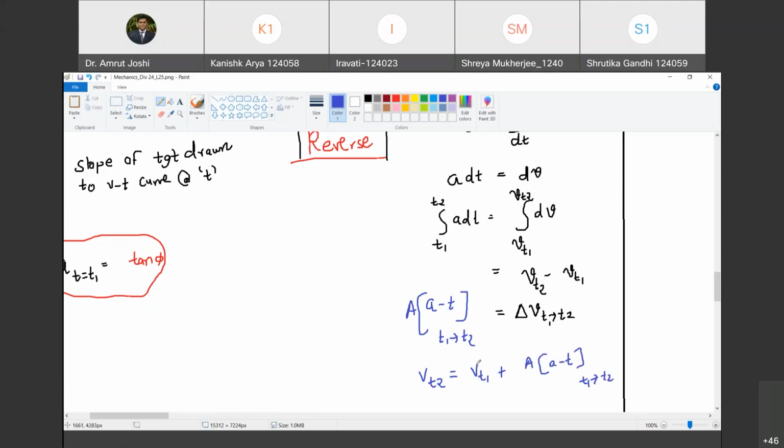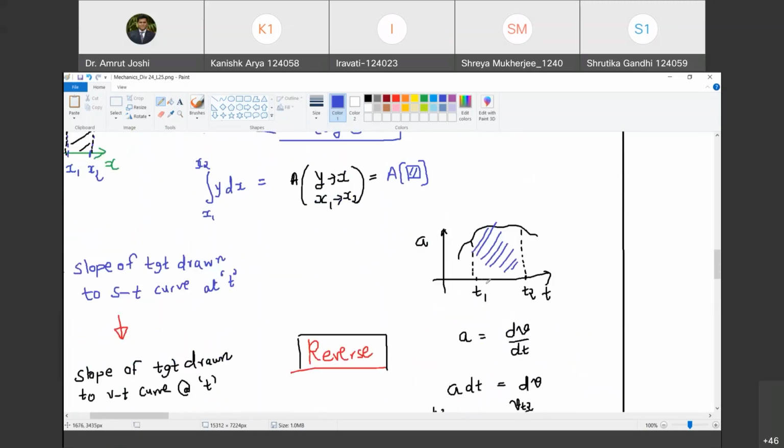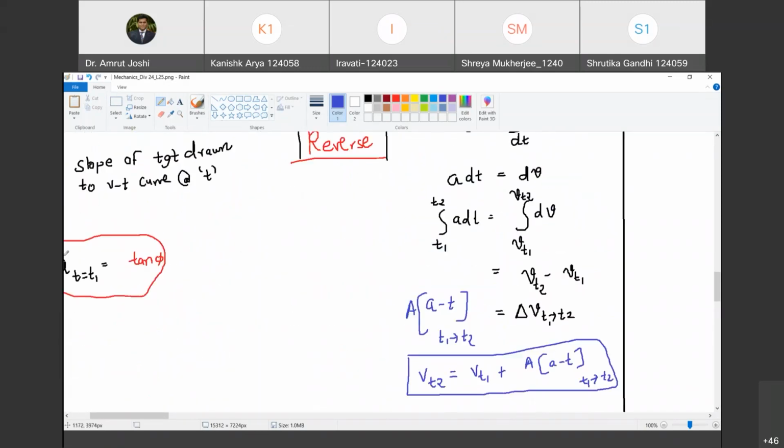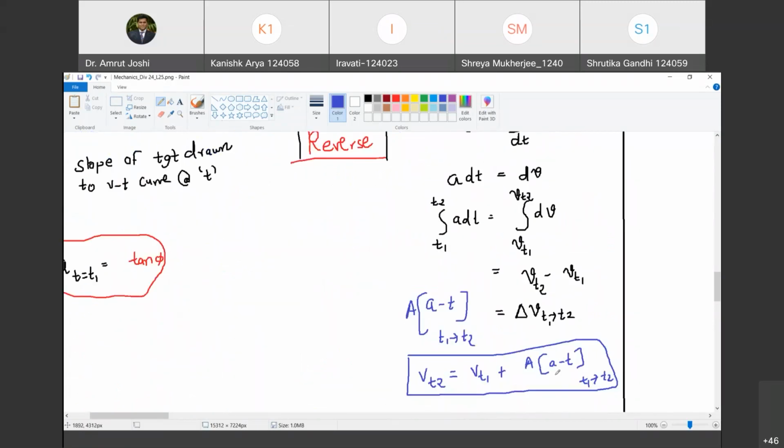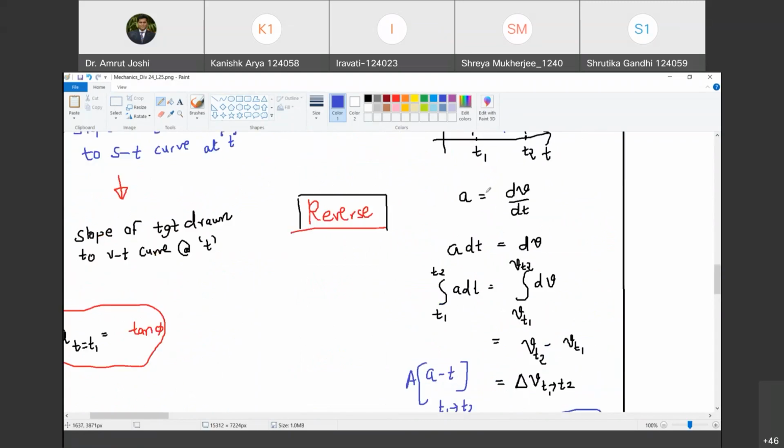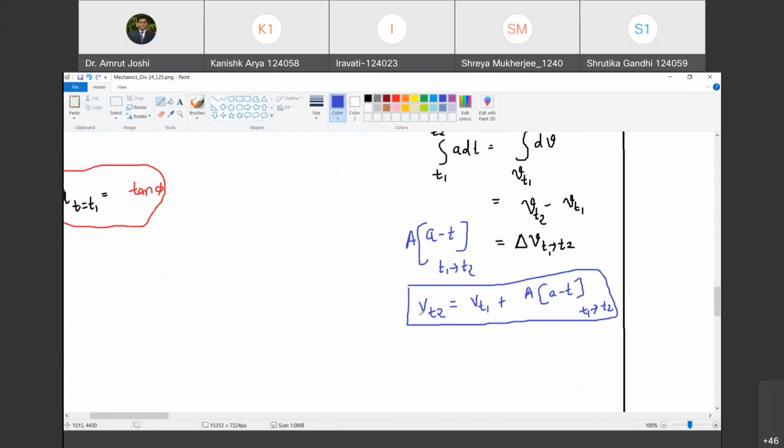Okay. So are you clear of the graphical way of finding out velocity at time t2 by knowing the acceleration time diagram? Operation involved was reverse to differentiation. So therefore the geometric parameter involved is also area and not slope. Are you with me? Okay. Now, next reverse problem.